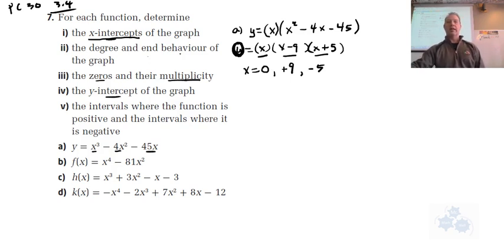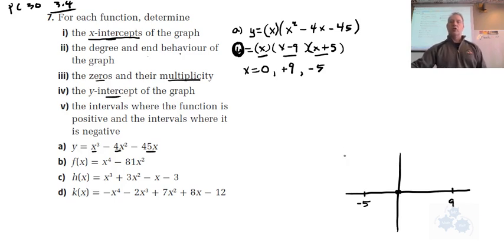So right away, we can start making a graph here if we want. I'll do that down here, and I can put those zeros on there. There's 0, let's put a 9 over here, and a negative 5 over here. So we know that the graph is going to either cross, touch, or be tangent. Now what's the multiplicity? Let's skip to that, because I just talked about the behavior at the zeros. What are the exponents on each of these separate factors? They are 1, 1, and 1. So they're going to just simply cross at each.